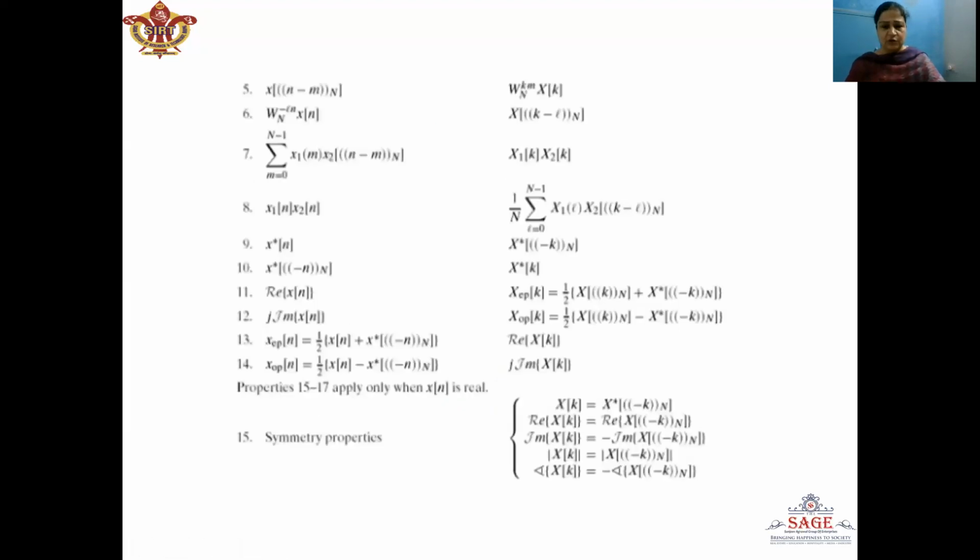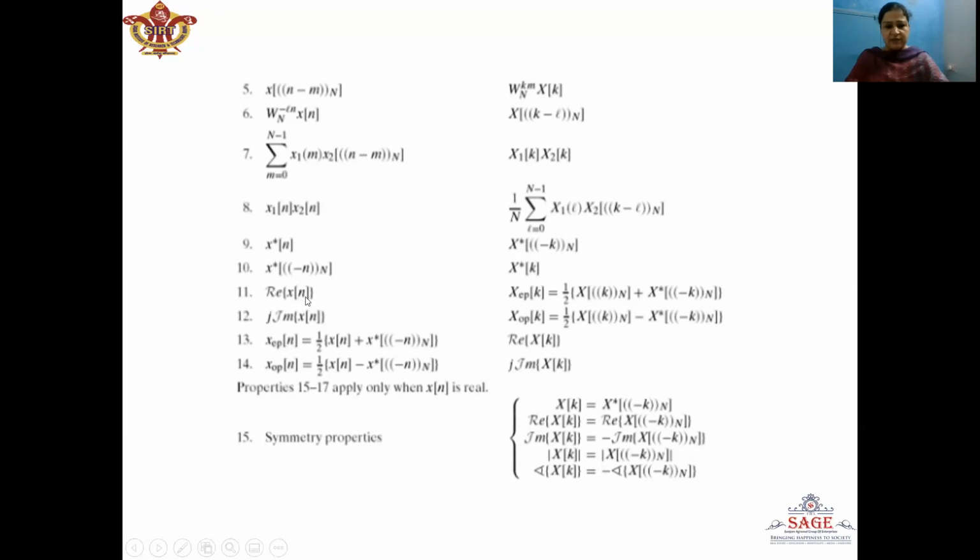Now here we can see on this slide more properties of the DFT. Here we can see the multiplication property, which says that if we multiply the time domain signals, their frequency domain representation gets convolved. Similarly, the conjugation property says that if we take the conjugation of x(n) and find its DFT, it is represented by X conjugate of minus k.